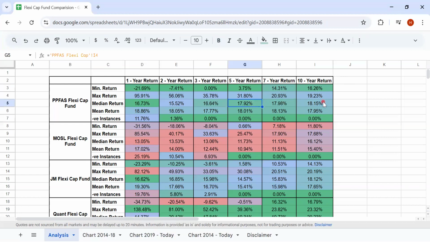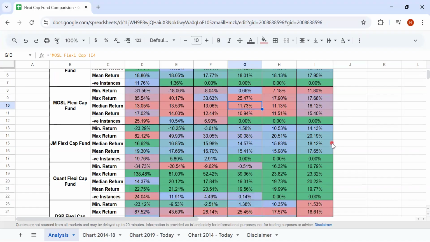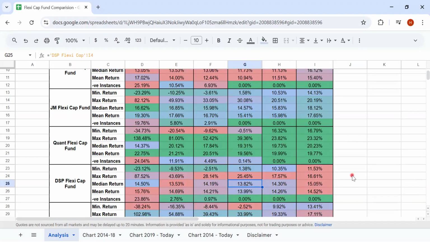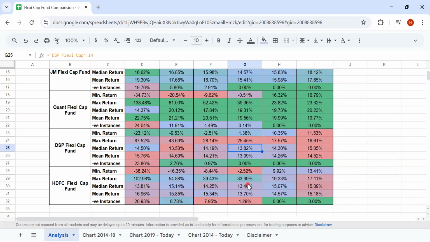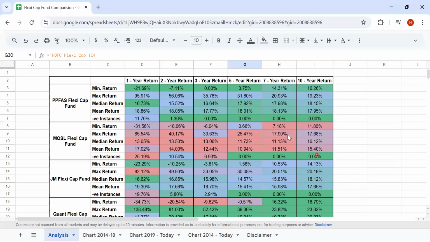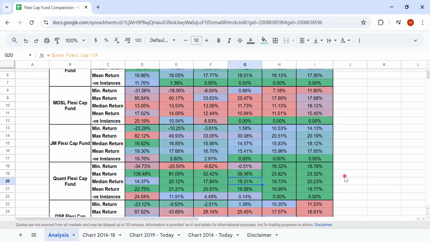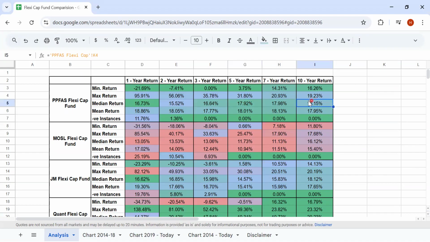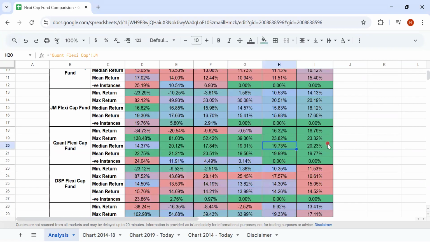The median returns for Parag Parikh has been around 18%. For Motilal Oswal, it has been ranging from 11 to 16%. For JM FlexiCap, it is around 15 to 18%. For Quant FlexiCap, it is around 19-20%. For DSP FlexiCap, it is around 14-15%. And for HDFC FlexiCap, it is around 13 to 15%. So when we look at it, Parag Parikh and Quant are looking extremely consistent. From 5 to 10 years, here it is around 18, and here it is around 19.5.